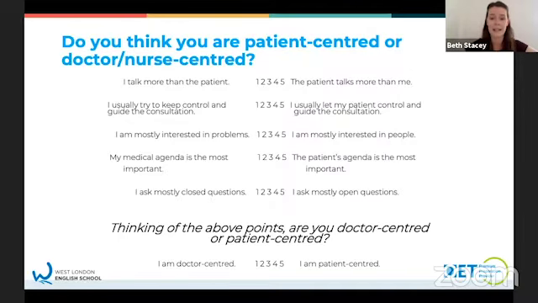So you need to let the patient ask the questions and guide the consultation, and you're there to help them and support them by still finding out that information yourself.